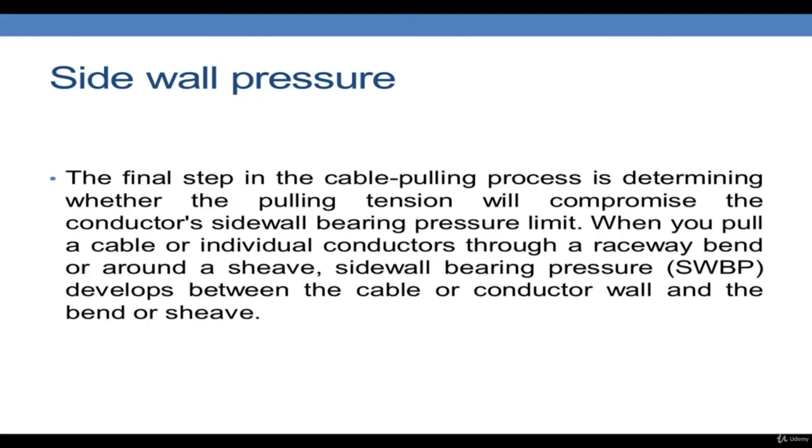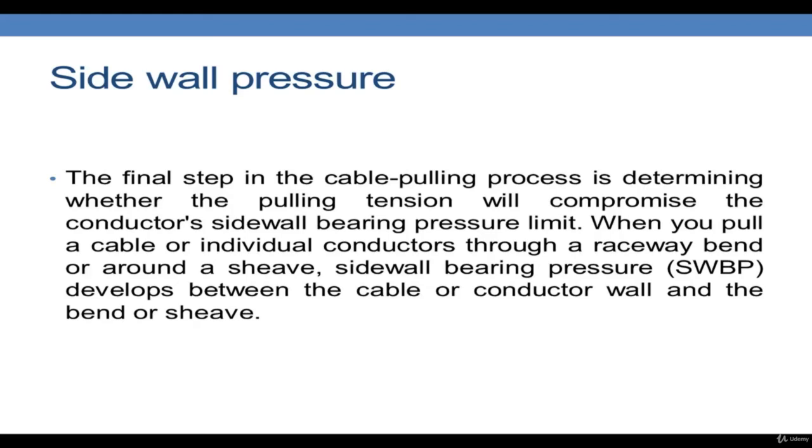Then we will look at the sidewall pressure. The sidewall pressure, the final step in the cable pulling process, is determining whether the pulling tensions will compromise the conductor's sidewall bearing pressure limit. When you pull a cable or an individual conductor through a raceway bend or through a sheave, the sidewall bearing pressure develops between the cable or the conductor wall and the bend or the sheave.